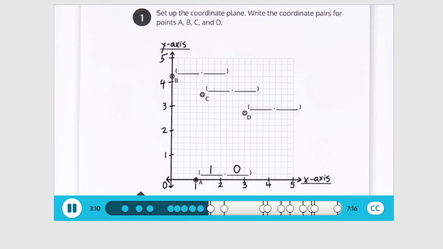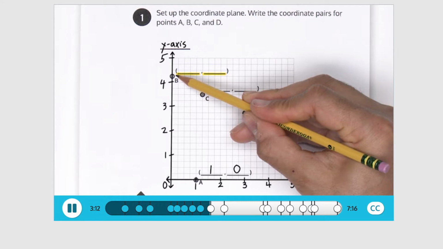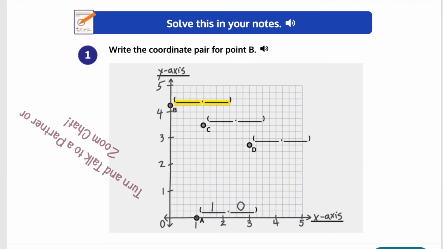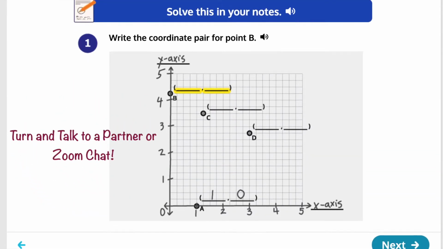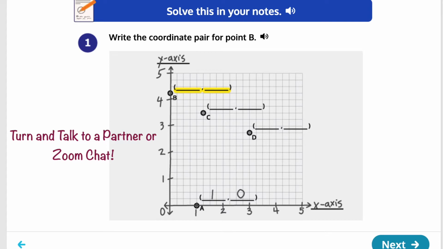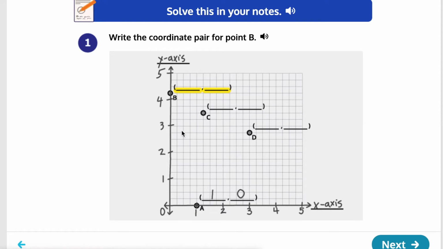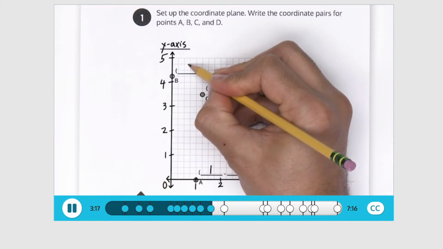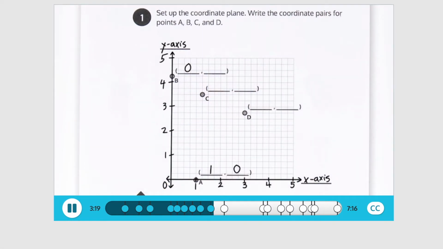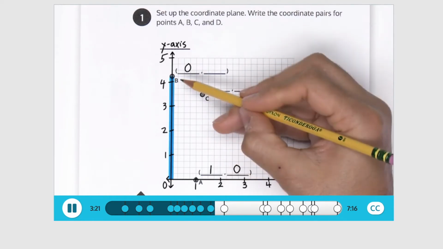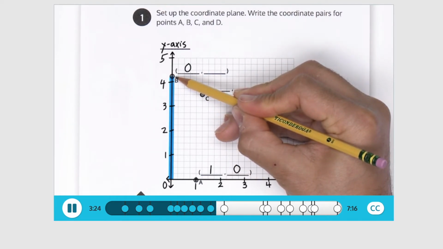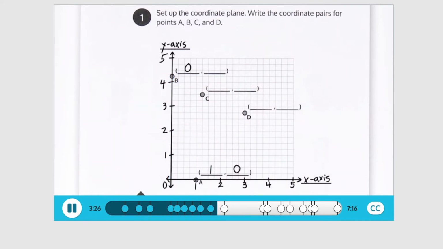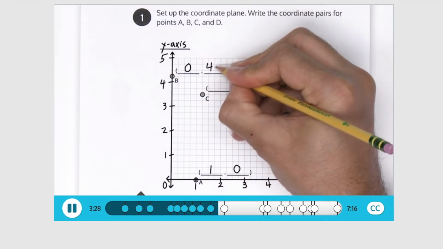Now, write the coordinate pair for point B. Go ahead and turn and talk to a partner or type into the Zoom chat, what is the coordinate pair for point B? Point B has an x-coordinate of 0. It intersects the y-axis at 4 1/4 units from the origin, so it has a y-coordinate of 4 1/4.